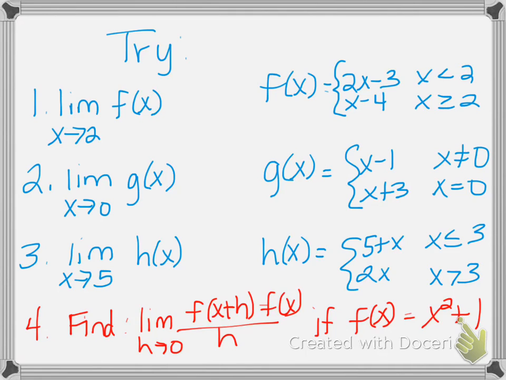Alright, here's the try problems. I'm sorry the video is as long as it is. I really intended it to be shorter, but I guess I started talking too much. So 1, 2, and 3 are like piecewise functions that you're trying to find those limits, and then the last one is that strange formula that you're going to be using to find the limit of f of x equals x squared plus 1.